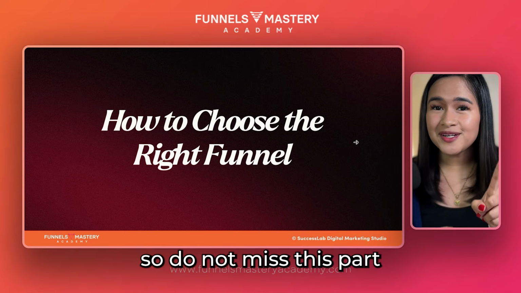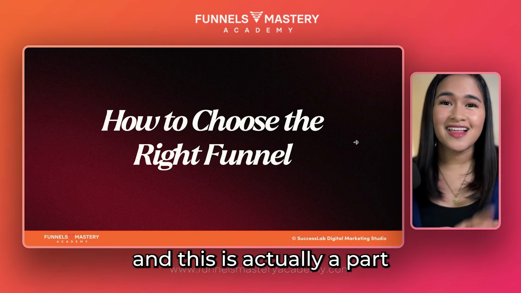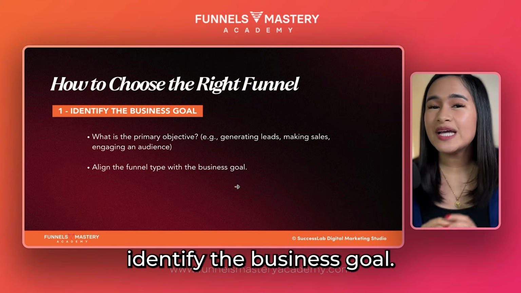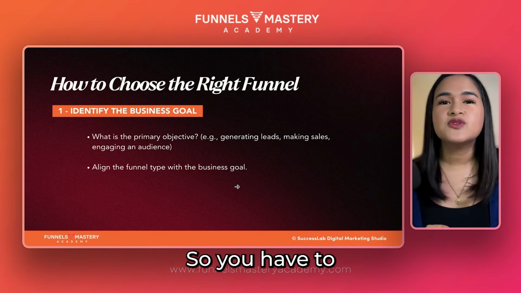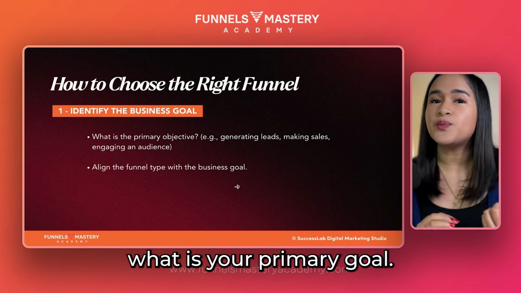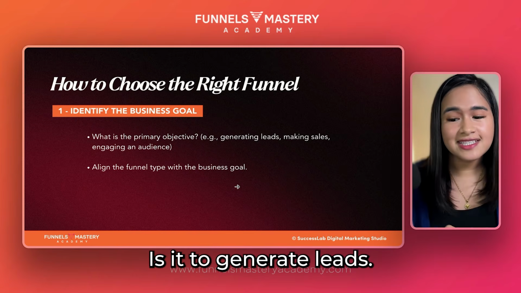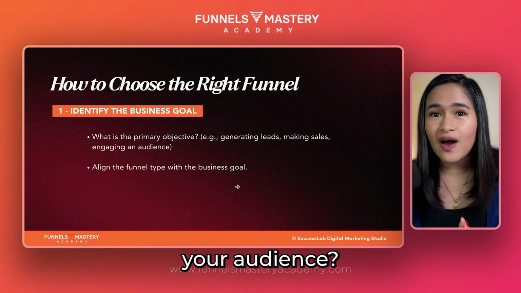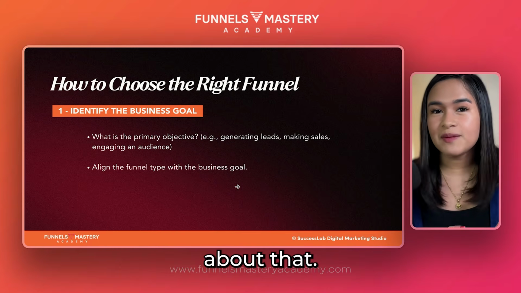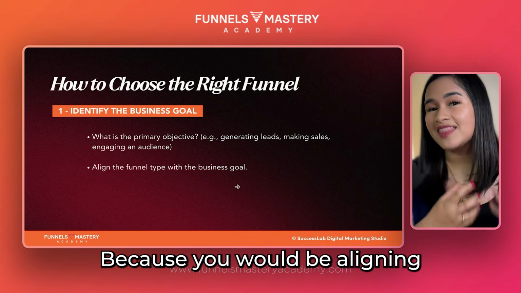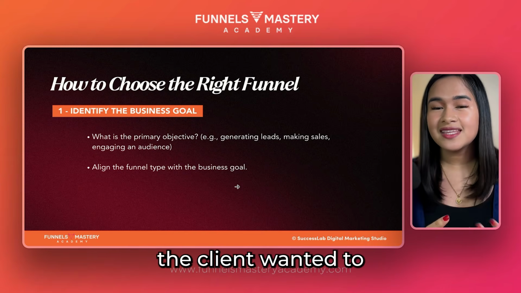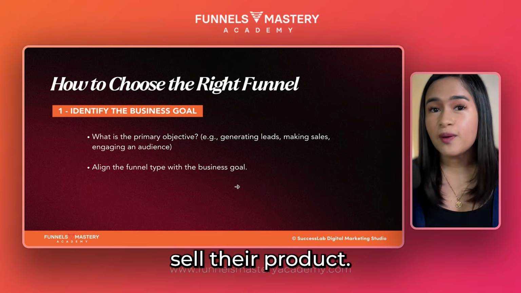So do not miss this part because this is very important, and this is actually a part inside FMA. So the first one is you need to identify the business goal. So you have to ask your client, what is your primary goal? Is it to generate leads? Is it to make sales? Is it to qualify your audience? Is it to engage your audience? You need to be very specific about that because you would be aligning the funnel type with the business goal. So let's say the client wanted to sell their product.